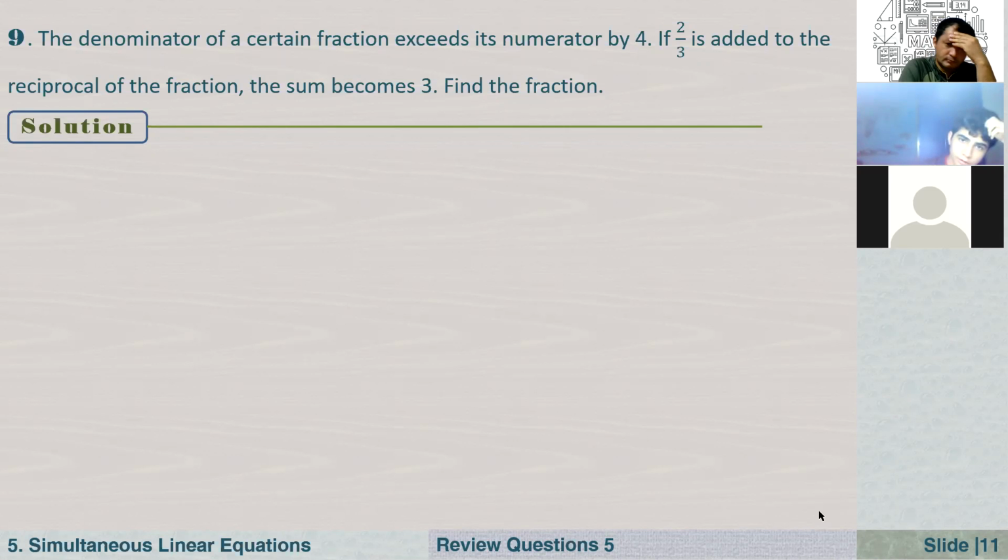What does exceeds mean? More than. The denominator of a certain fraction exceeds its numerator by 4 means the denominator is 4 more than its numerator.